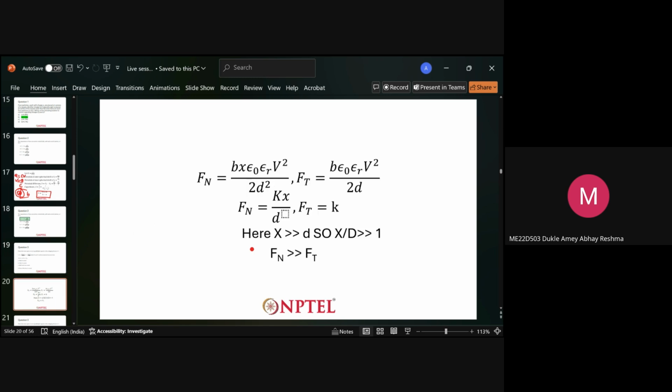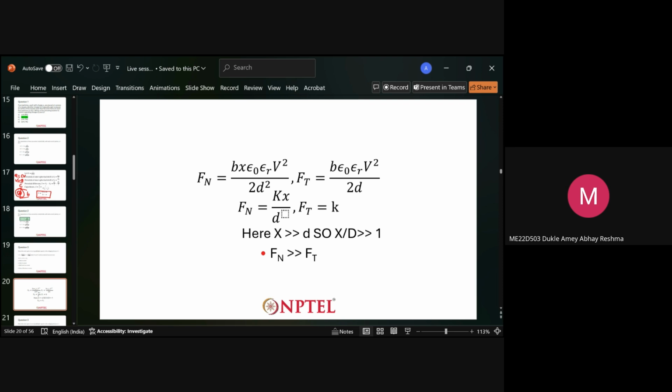For the first formula, we need to find the normal force. The formula for normal force is given by b x epsilon naught epsilon r v square upon 2d square, and the transverse force is given by b epsilon naught v square upon 2d. So we have the normal force as kx by d, and the transverse force is k.